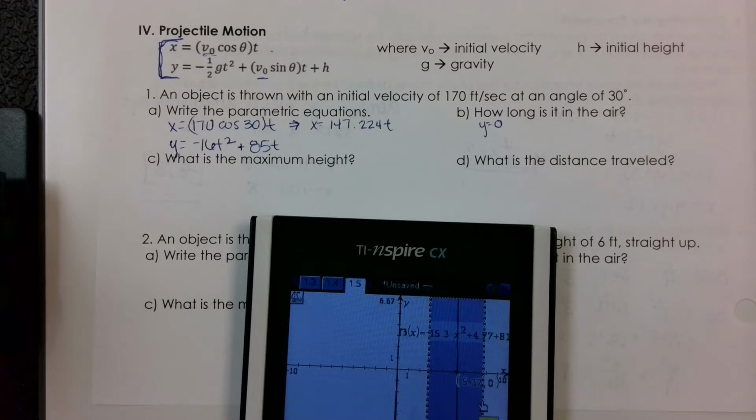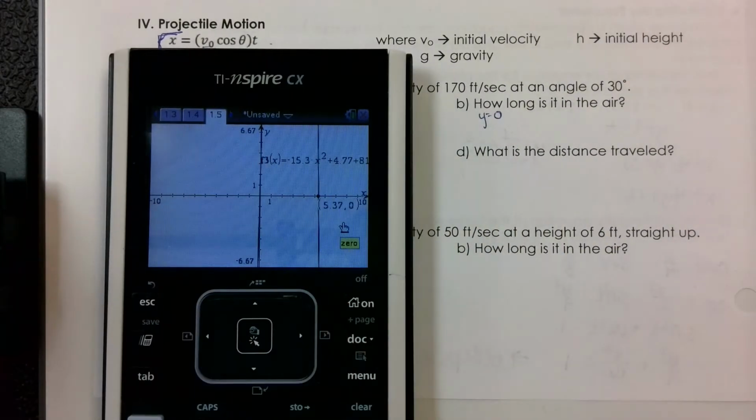So when did it hit the ground? 5 point what? 3-1. Are you sure? I got 3.7. But I've done that problem a lot of times, and I've got 3.7 each time.